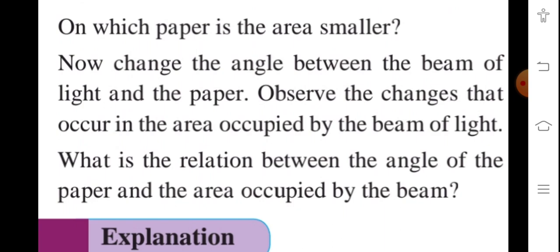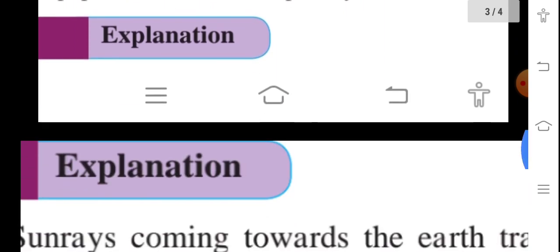They told us to observe the changes that occur in the area occupied by the beam of light. What is the relation between the angle of the paper and the area occupied by the beam? Now the explanation is given here.